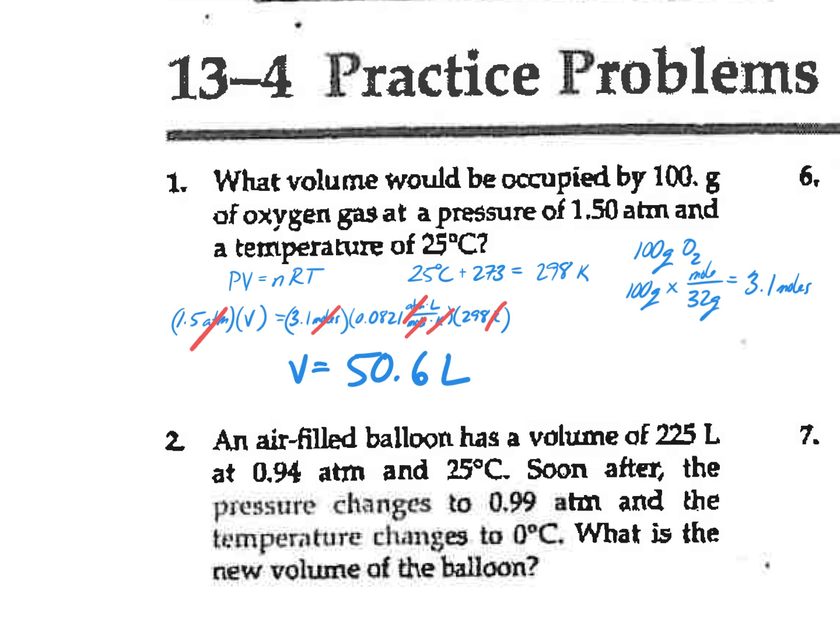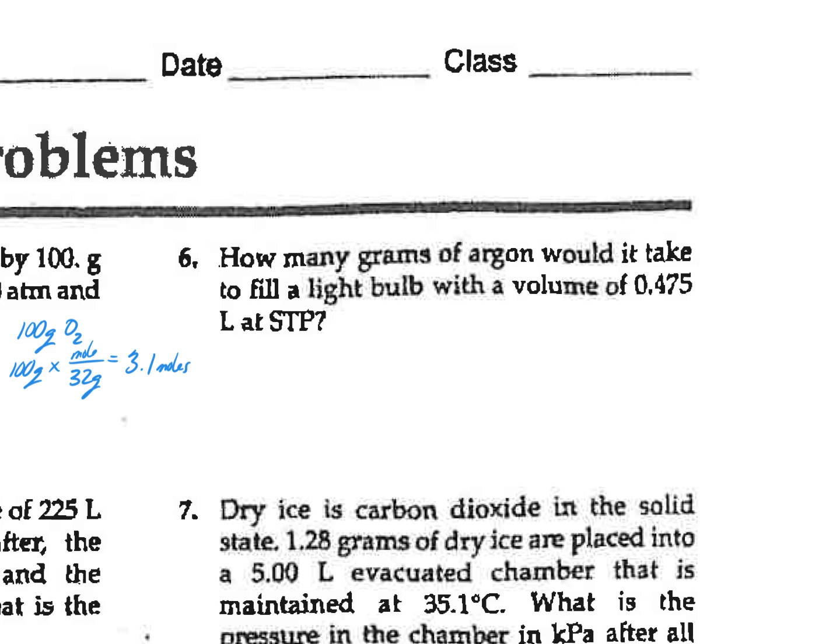I'm going to go to another problem where we're at standard temperature and pressure, and I want to show you a shortcut to solving certain problems. All right, let's go to this one. I'm looking at number 6 now. There's a shortcut that we can use to solve this problem because we're at STP. What does that mean? We're at standard temperature and pressure.